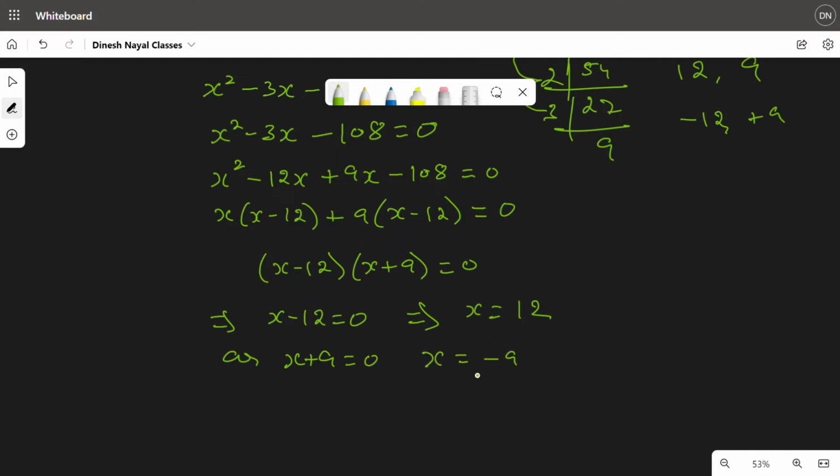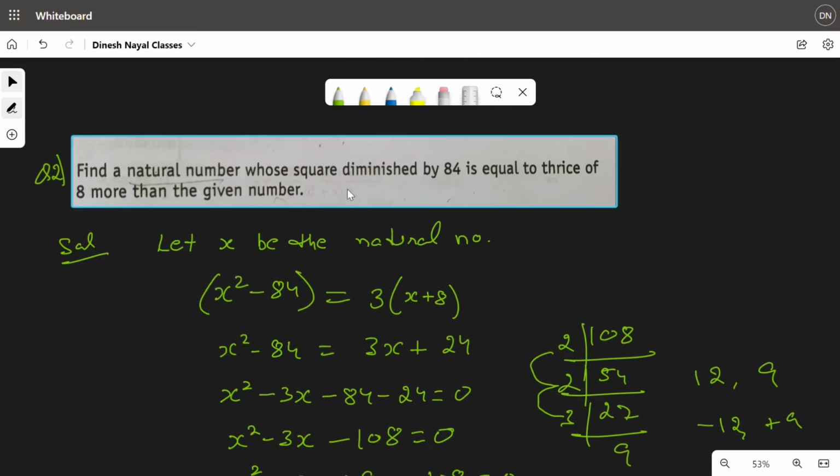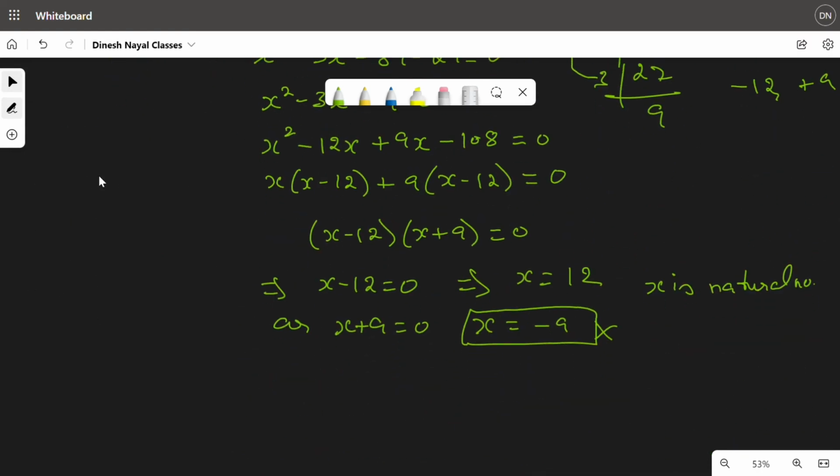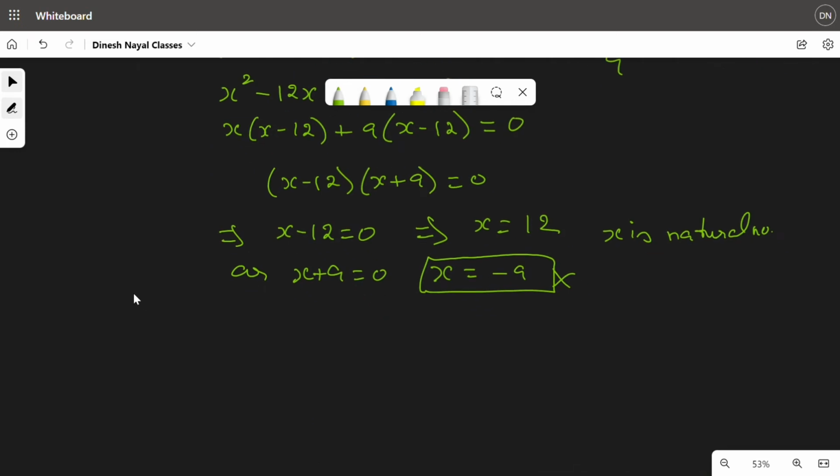Now see, we cannot take minus 9, because according to the given question, we have to find a natural number. X equal to minus 9 is not a natural number. So 12 will be our answer. So 12 is the required number. So hence we can write it over here: the required number is 12. Sorry for the spelling. Required number is 12.